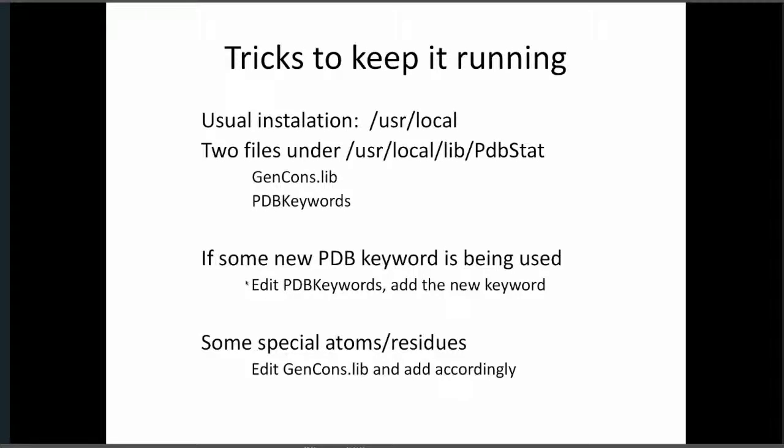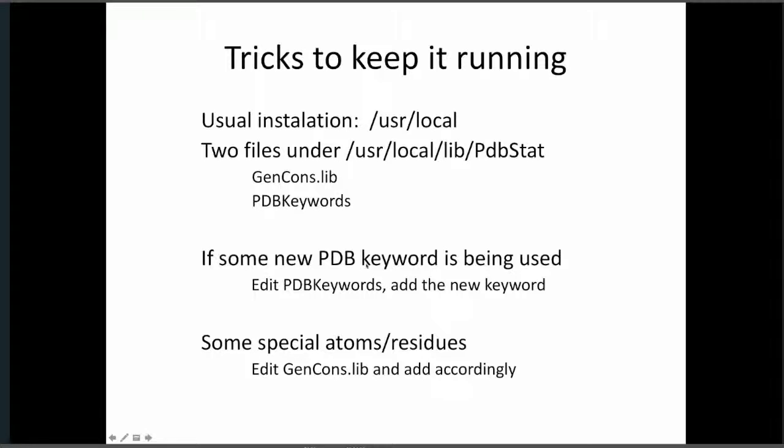The usual installation takes place under user local in every machine, either the Mac or the Linux or whatever. There are two main files in the libraries for PDBStat, called the Jenkins lib and the PDB Keywords. Sometimes if some new PDB keyword is being used, the program will stop because it won't recognize that word. You just edit that file, add the new keyword, and you are able to continue.